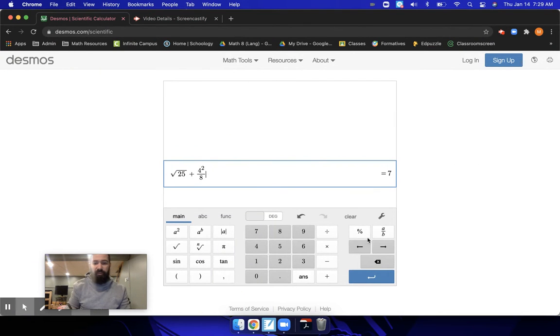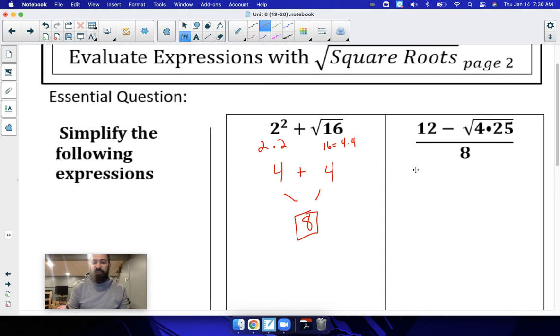In your calculator, you can put that in here. Let's clear that out. We had 2 squared plus the square root of 16, which is 8. Just what we got. Let's try another one. See if you can do this on your own.